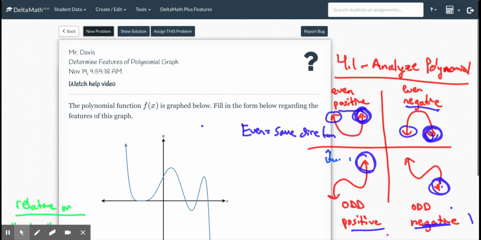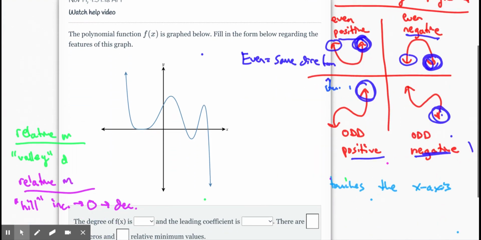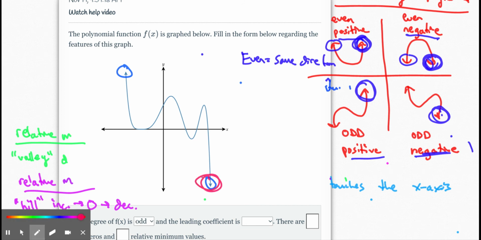All right, let's go look at maybe 1 or 2 more. So first of all, even or odd. Notice in this one, the end behaviors are going opposite directions, so that tells us it's odd. We then look at the positive x one to determine the leading coefficient. Since it goes down to negative infinity, that tells us our leading coefficient is also negative.